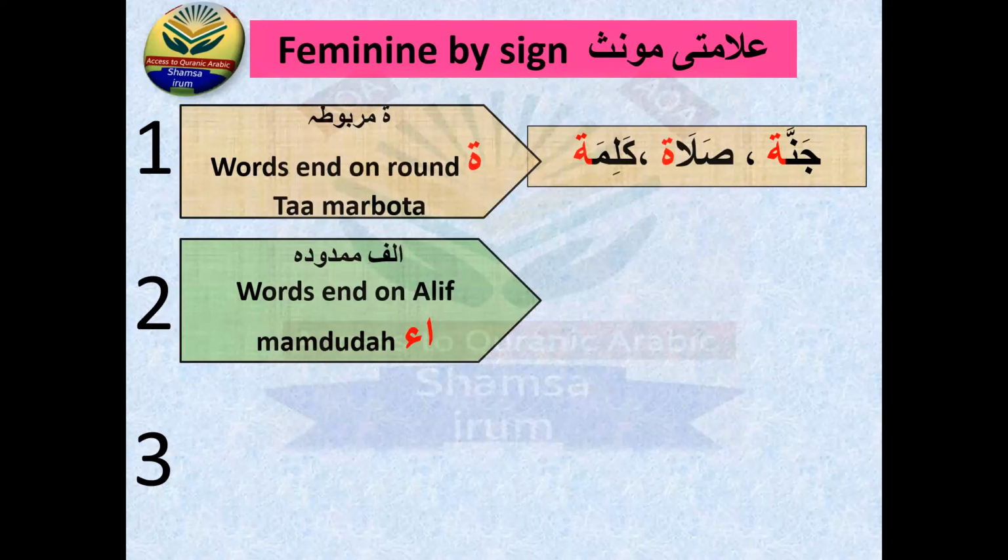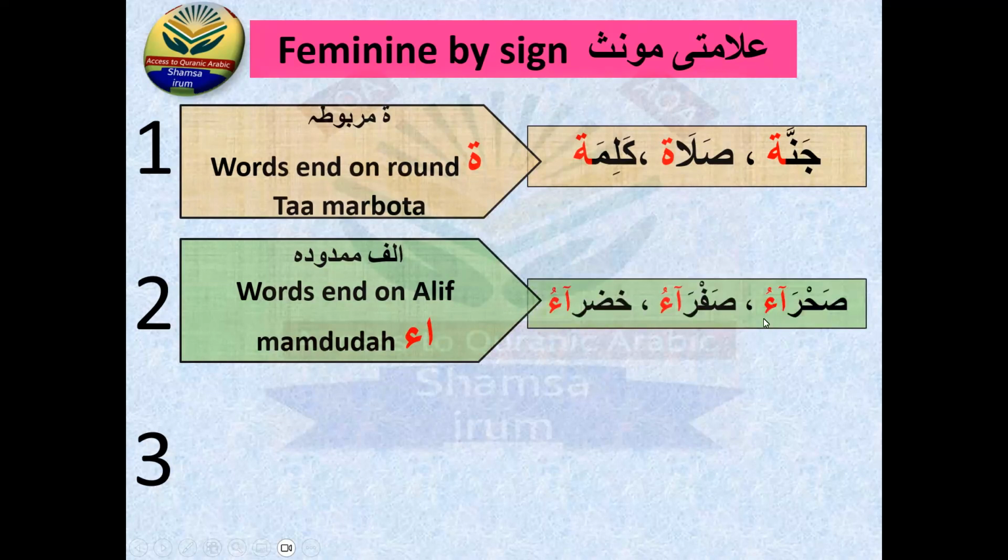Next is alif mamduda. Words that end on alif mamduda: any word which ends on alif and hamza together, alif first, then hamza. Like Sahara', Safra'u, Khadra'u, and by Tajweed rules we will count it 4 or 5 counts. We will make it long. Safra'u. So it comes in the category of the mad muttasil wajib.